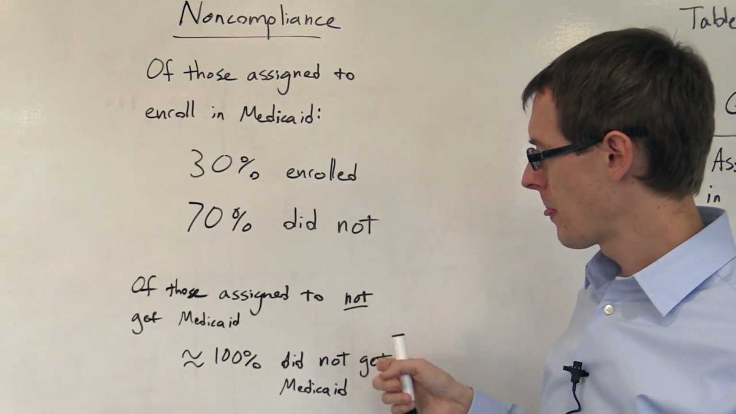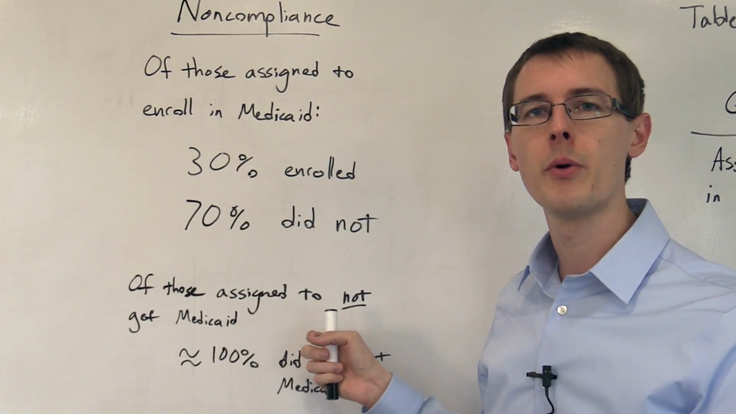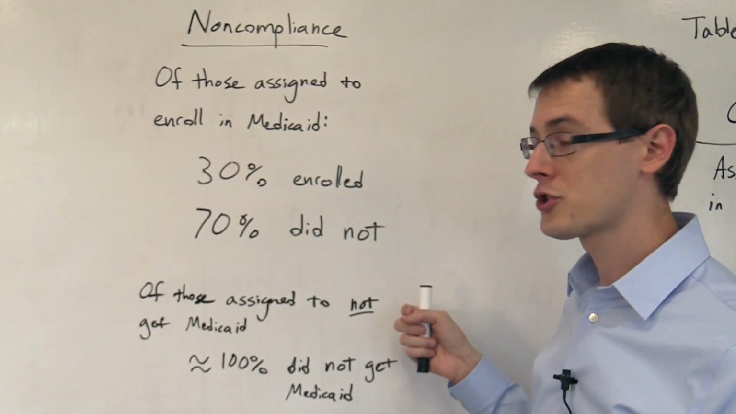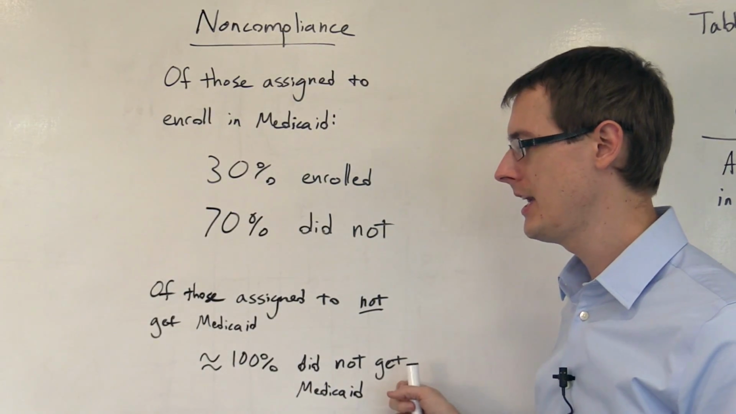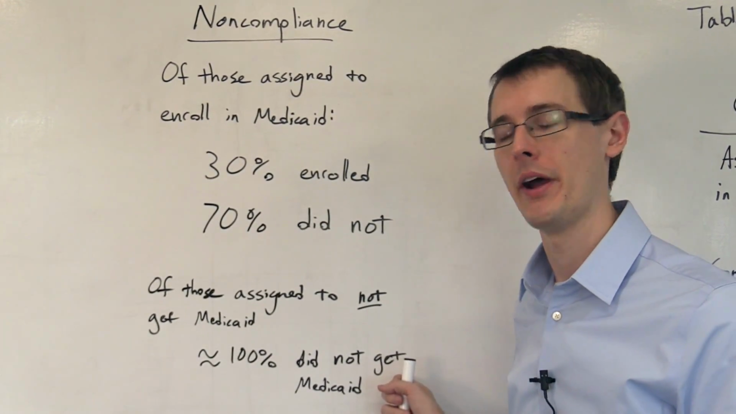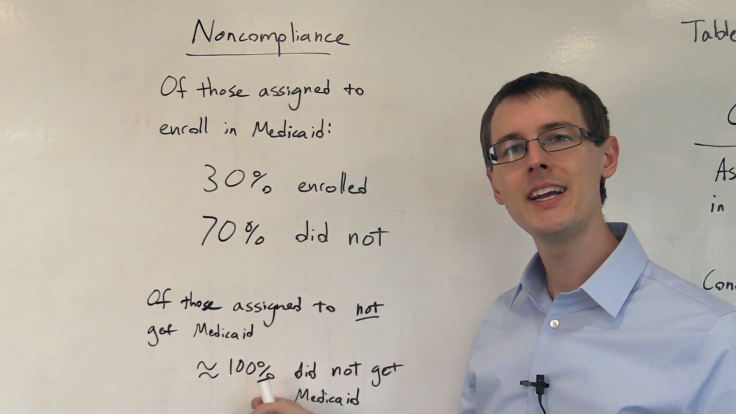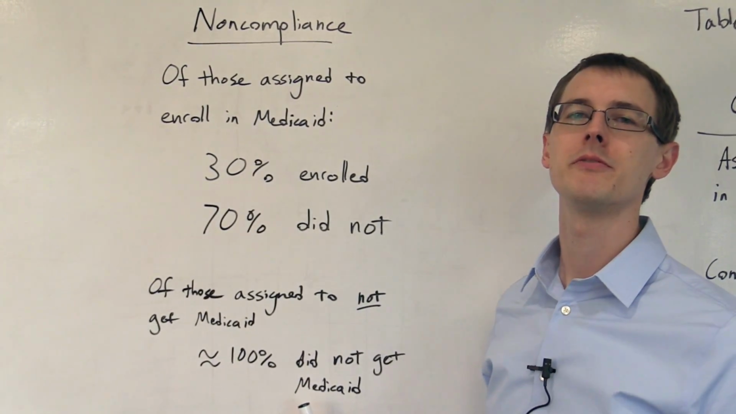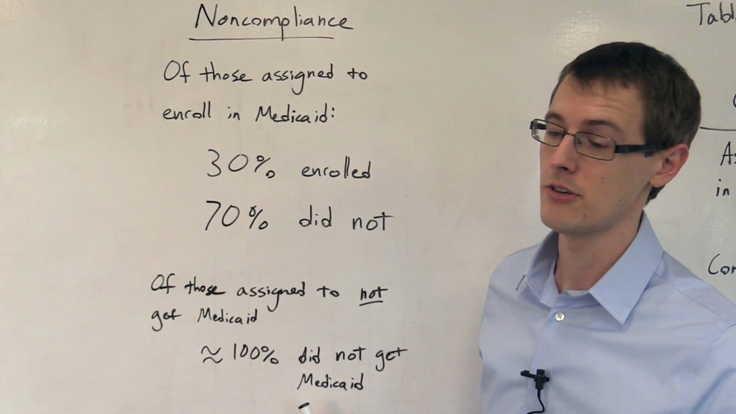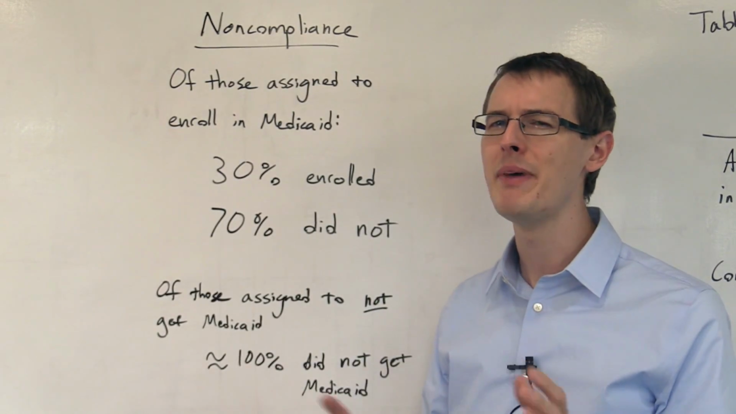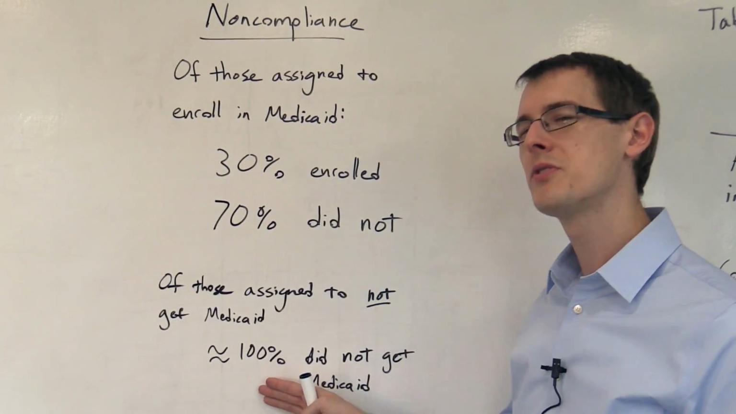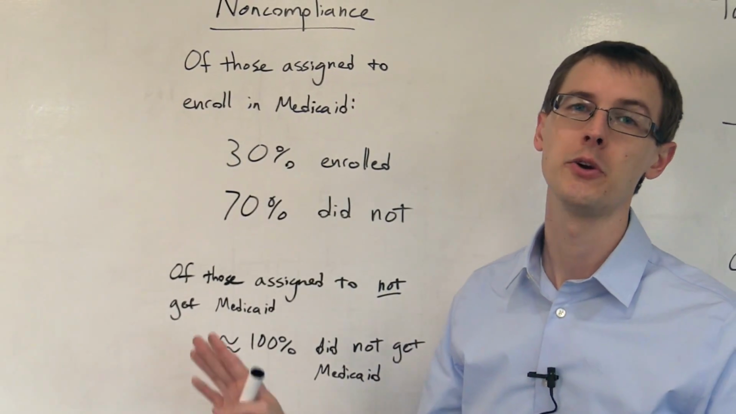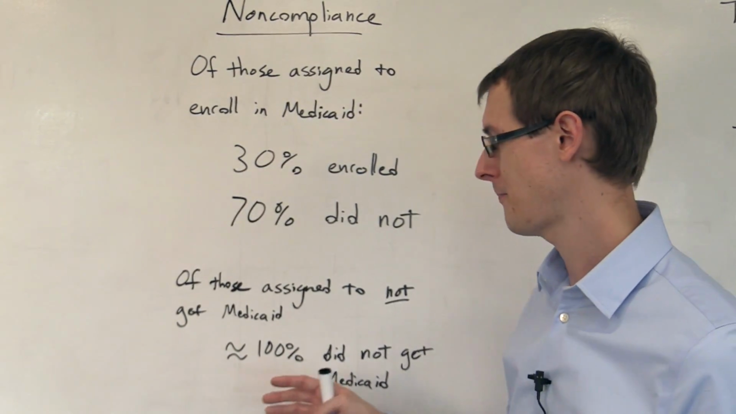Okay, so before moving on, to remember what our data is, let's look at the control group, the people who were assigned not to get Medicaid. Well, fortunately, there's basically no compliance problem there. They were assigned not to get Medicaid, and about 100% of them didn't get Medicaid, like they should. Now, some people did manage to somehow enroll in Medicaid, even though they weren't supposed to, but it was a very small number of people, so we'll just ignore it for simplicity.